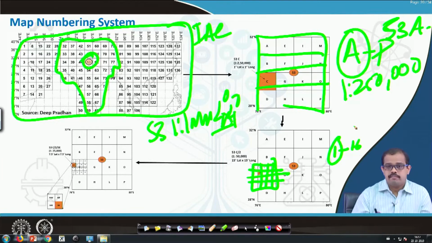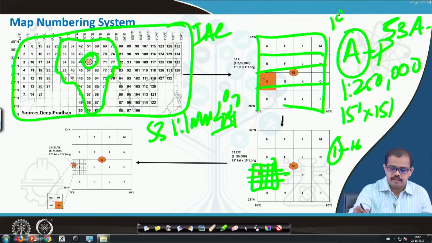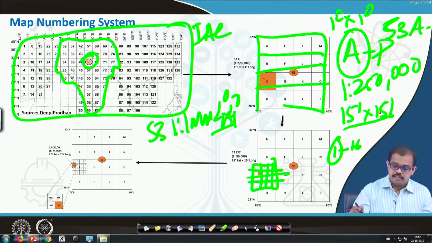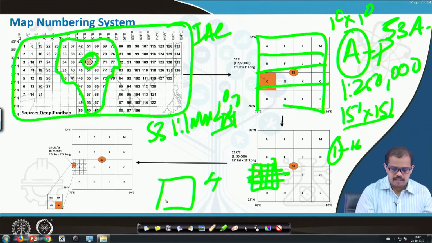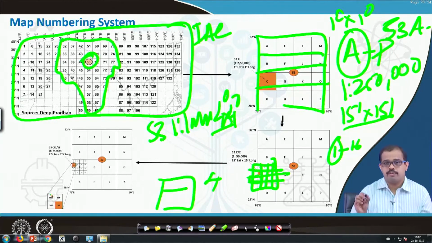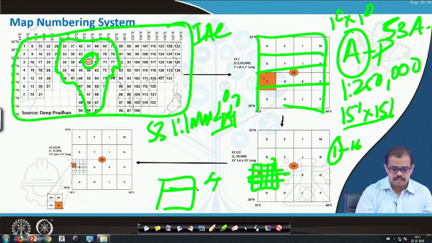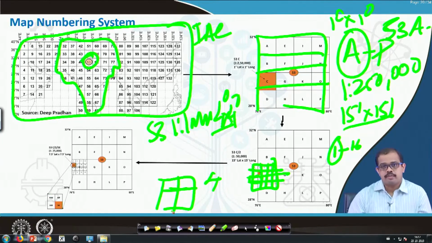This is a map of size 15 minutes by 15 minutes. Okay. So this is a 1 degree by 1 degree map. This is called a degree map, this is called a quarter map. Okay. Now, any one cell from 1 through 16, let us consider 4, is then divided into northeast, southeast, northwest and southwest. This represents a 1:25,000 map, which is 7.5 minutes by 7.5 minutes. Okay. This is how the representation is done.